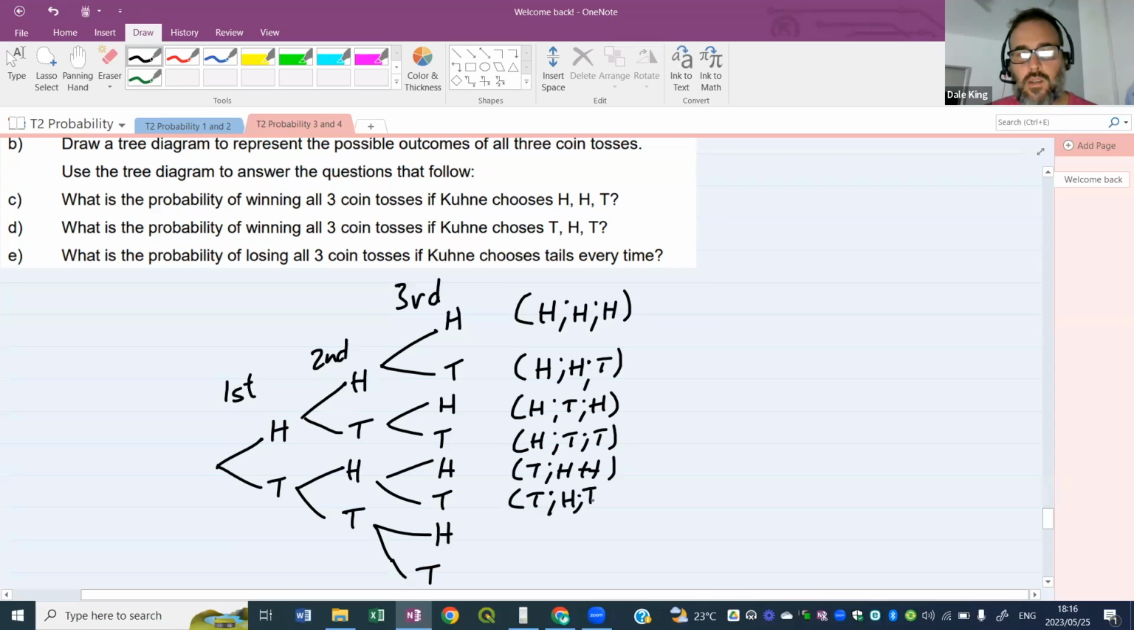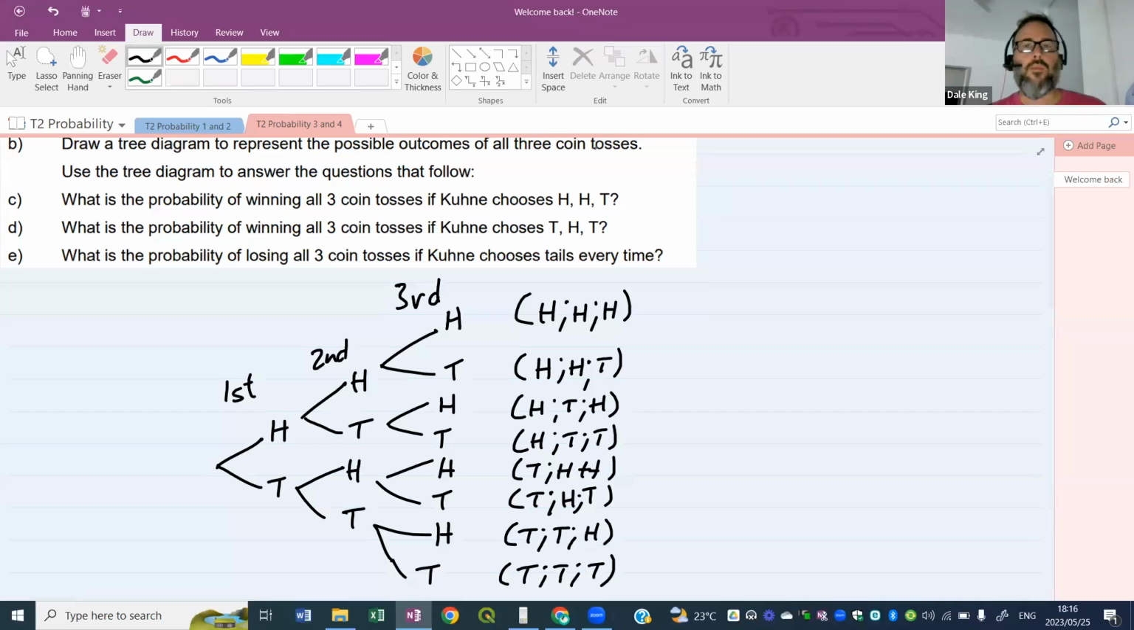I'm trying to keep these in line with the branches. If they're not, it's not a train smash. They're not going to penalize you if your bracket isn't exactly in line with the branch. They just want to see all your outcomes. Okay, so TTT is the last one. There we go. Okay, so there are all our outcomes.